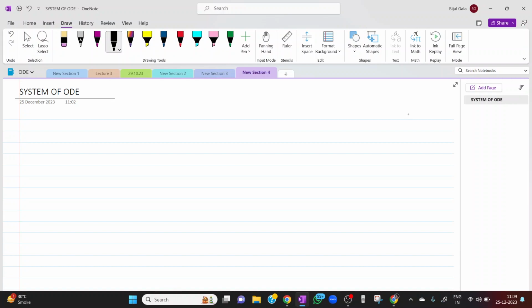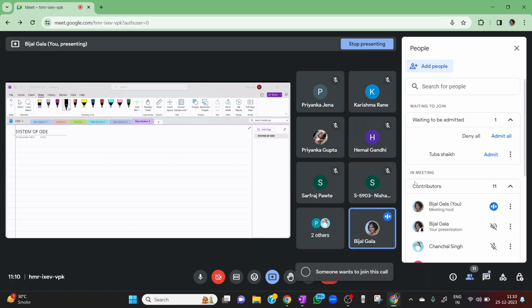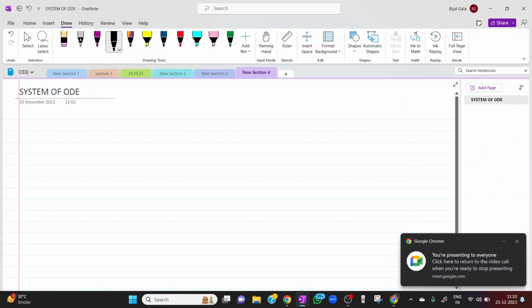When we talk about systems of ODE, first we look at the general form, how it is written, and then we look at the normal form. And then there are two methods of solving these systems of ODE, so we look at those as well. Okay. So the first is the general form.